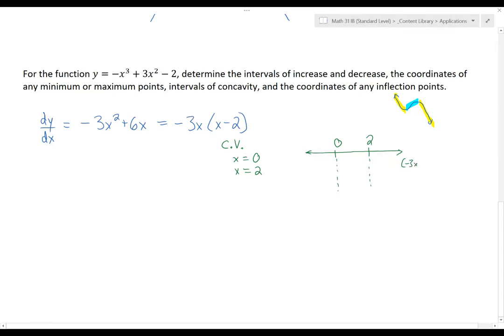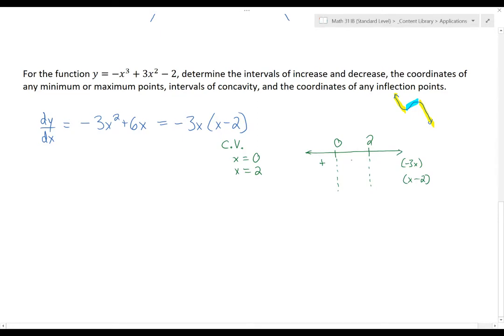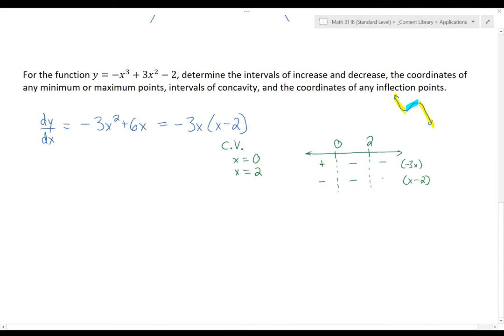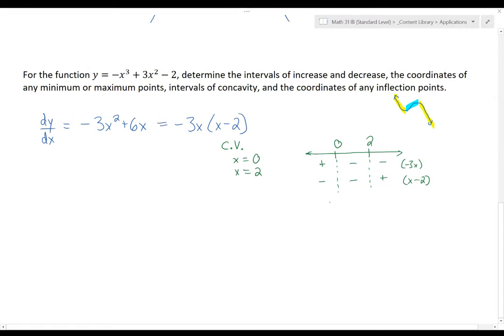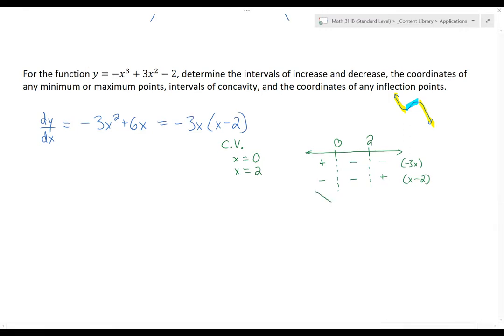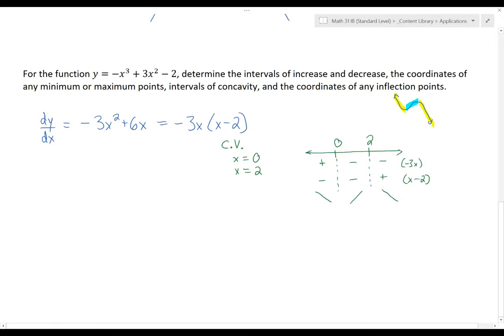So negative 3x and x minus 2. Negative 3x will be positive for values of x that are less than 0, and negative for values of x that are greater than 0. And x minus 2 will be negative for values of x that are less than 2, and positive for values of x that are greater than 2. So overall, the derivative will be negative, so the function will be decreasing for values less than 0, increasing for values between 0 and 2, and decreasing for values greater than 2.